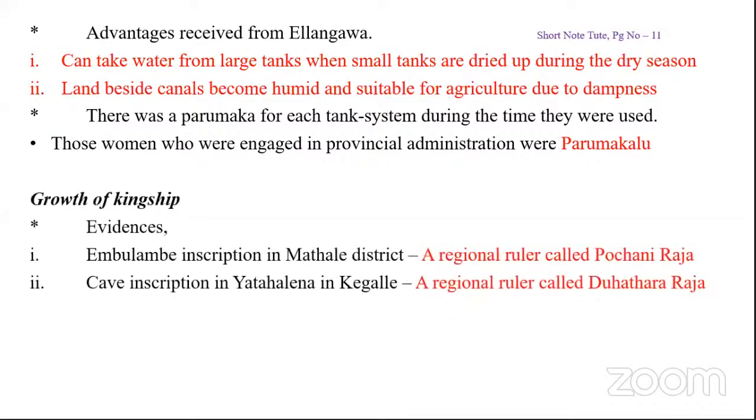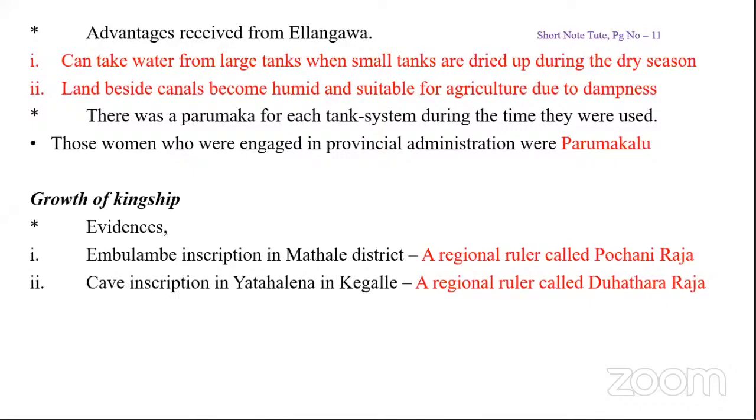So how had kingship grown? First, there were some regional rulers who called themselves kings. In the Ambulabe inscription in Matale district, there was a regional ruler who called himself Pochani Raja. What is the meaning of Pochani Raja? King of the eastern region. And there was a cave inscription in Yatahalena temple in Kegalle, where one regional ruler called himself Duhatara Raja.